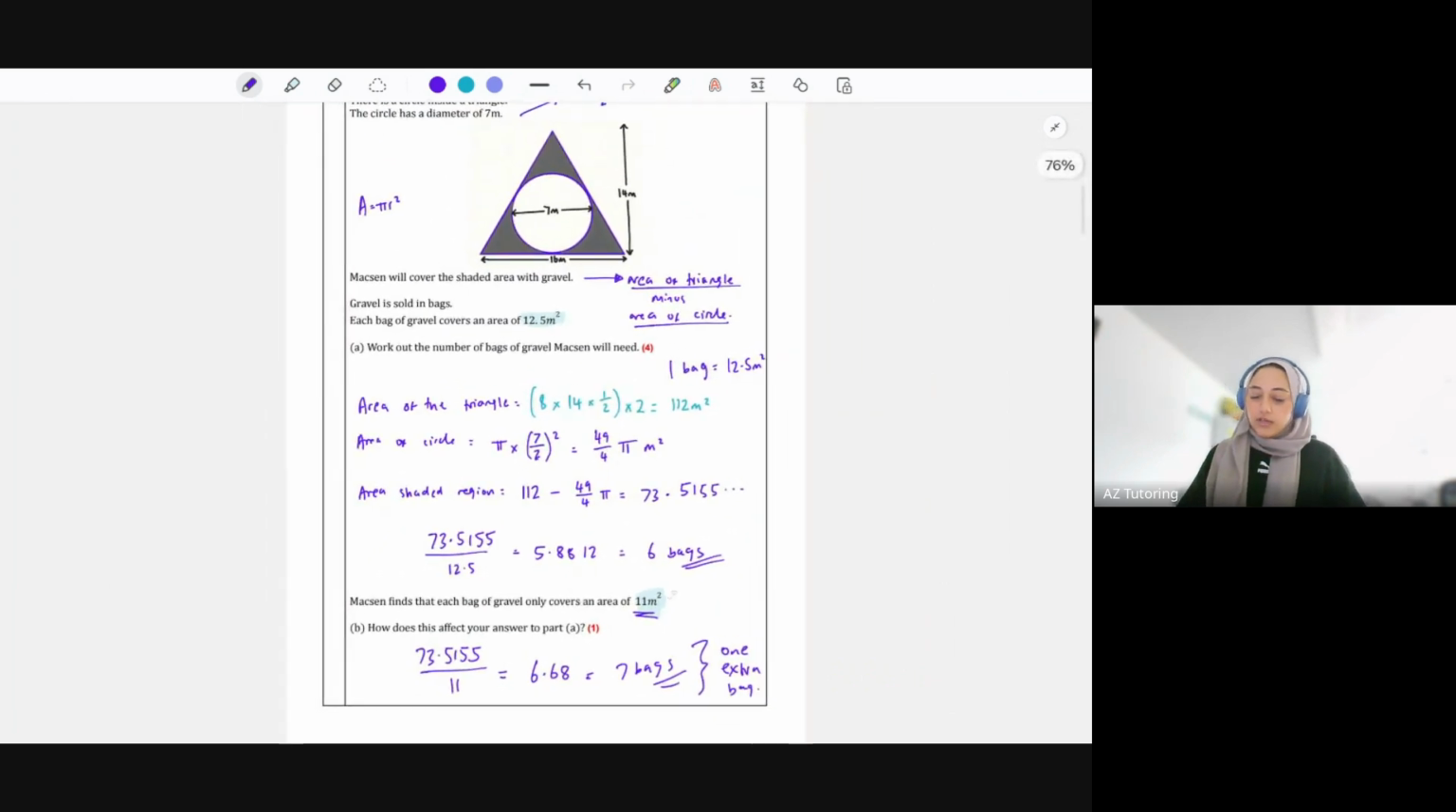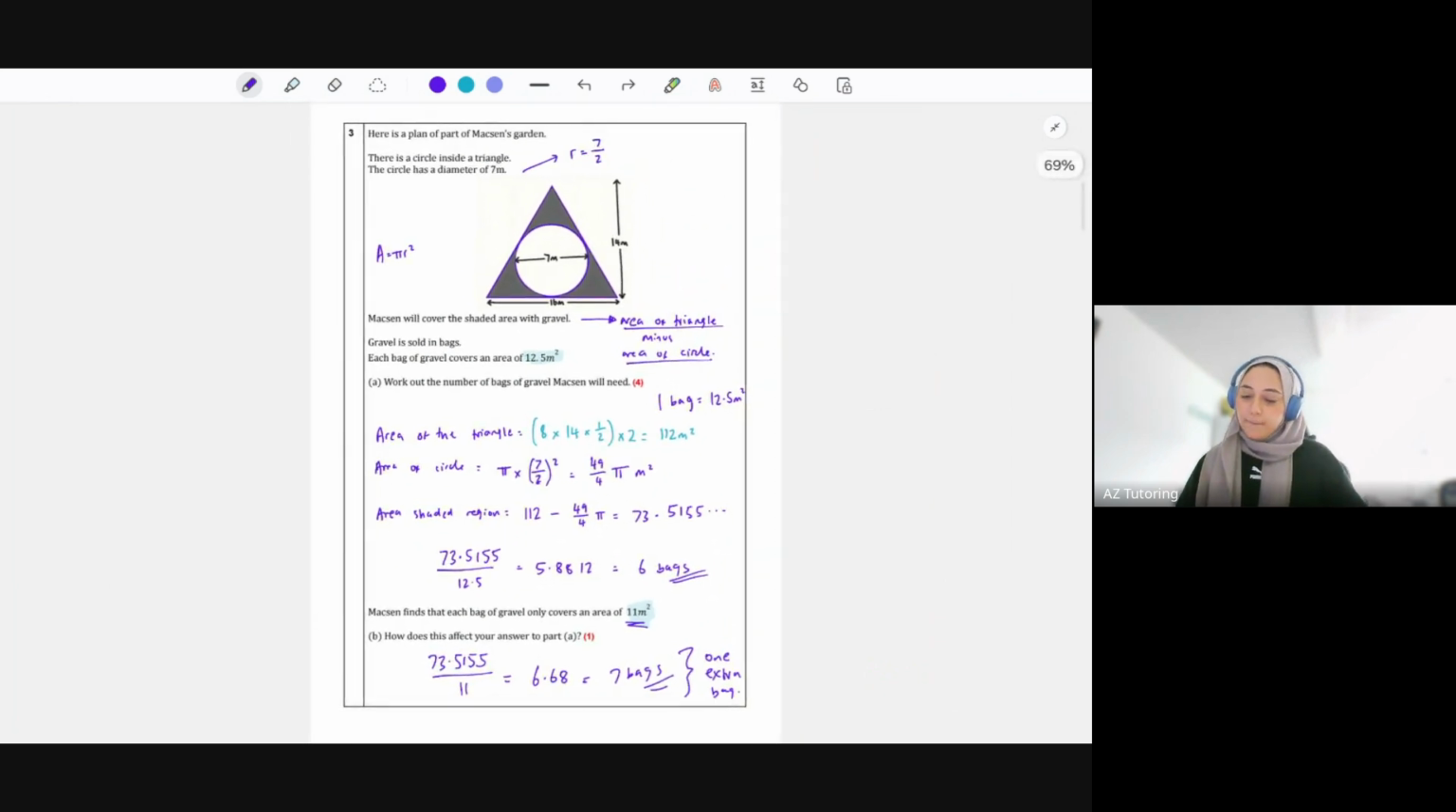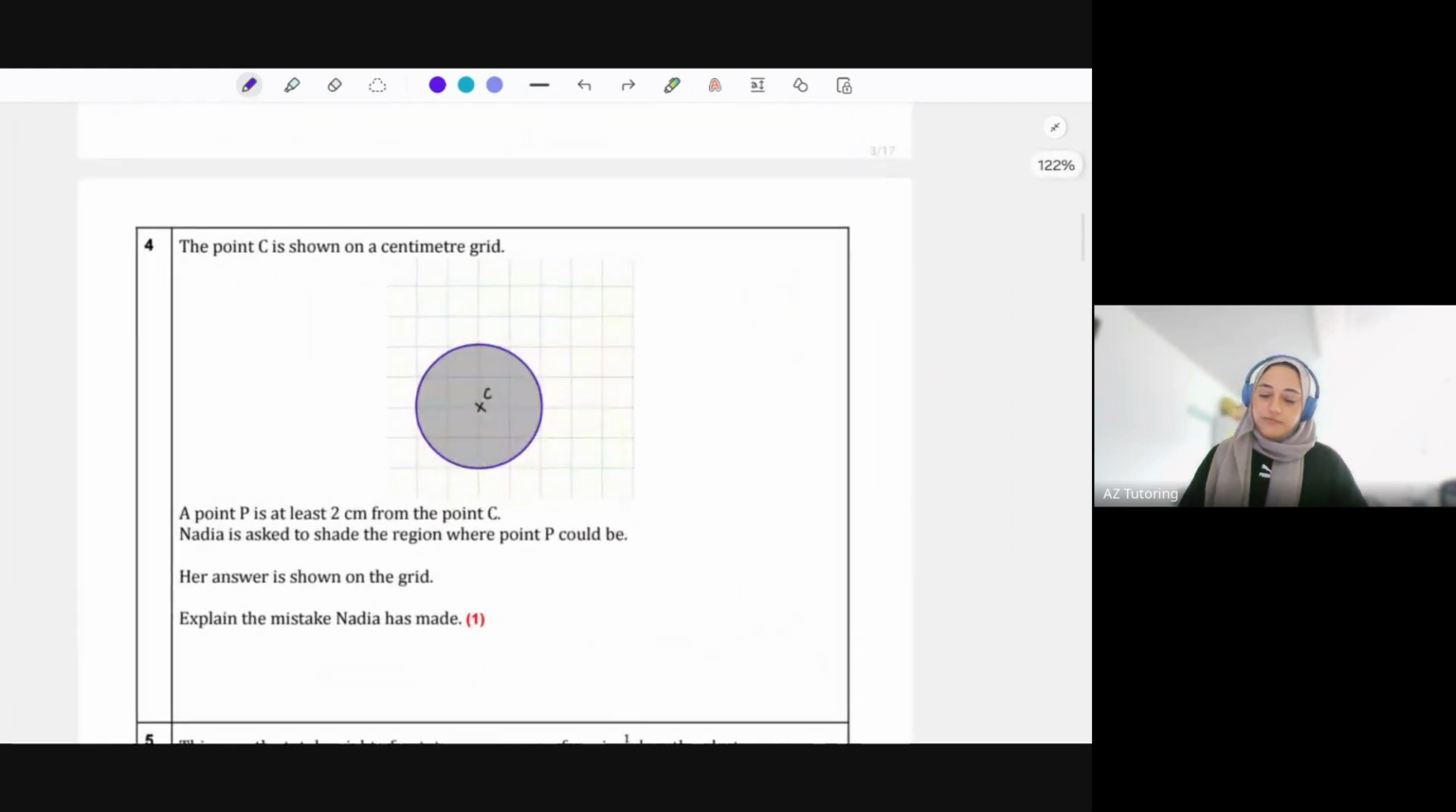Which makes sense. If each bag of gravel is now covering less, then you're going to need more bags to be able to cover the shaded region. And we've just shown that. So that's question 3 there. Let's move over to question 4.